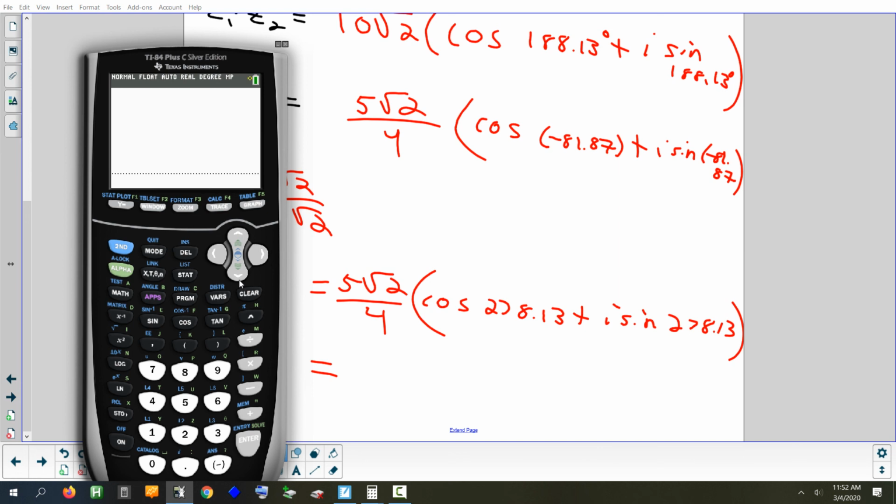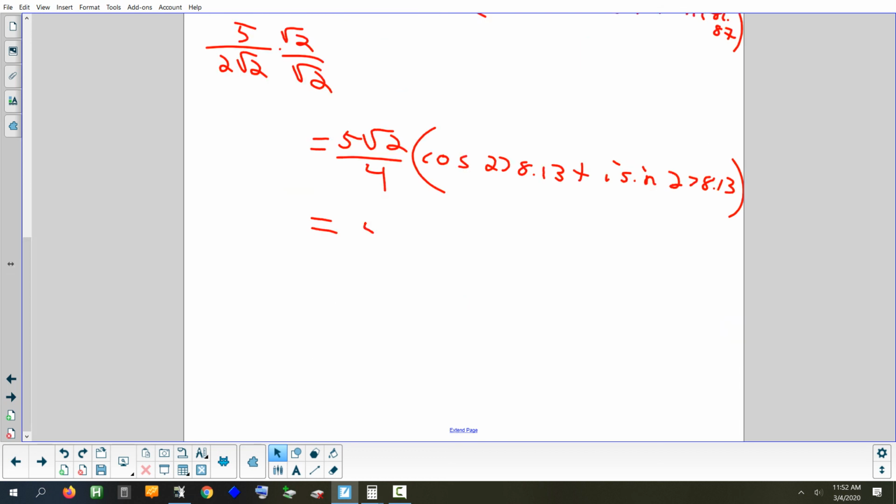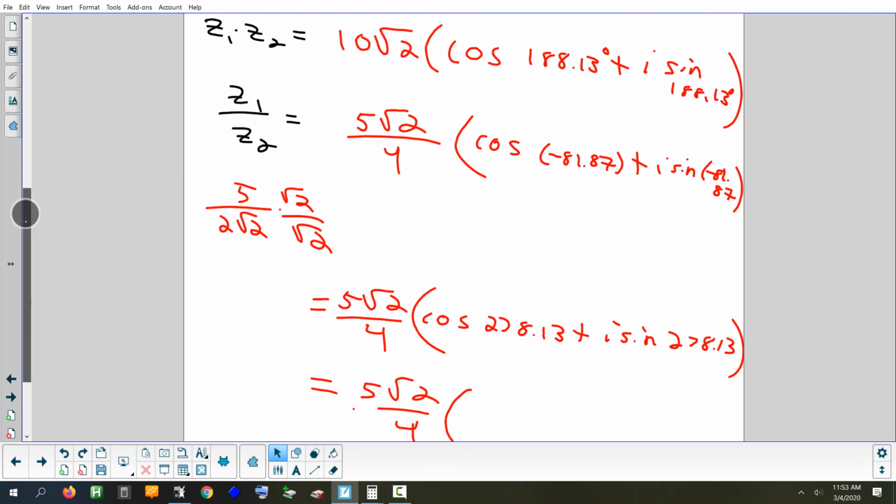Now, there's one other way to make the angle positive. We talked about this when we did sum and difference. If you have a negative in front of an angle and you're taking the cosine of it, what can happen to that negative? It can just go away. The cosine of negative 81 versus the cosine of positive 81 is the same thing. When you have the negative and you're taking cosine, you can just get rid of it, which I think is even easier than adding 360. So you could say 5 root 2 over 4 times cosine 81.87.